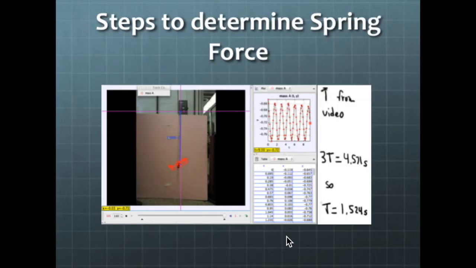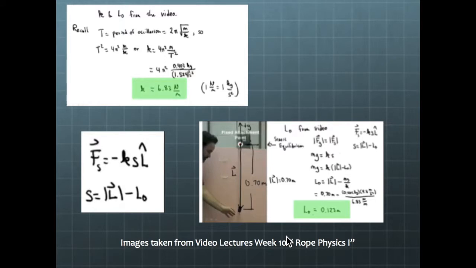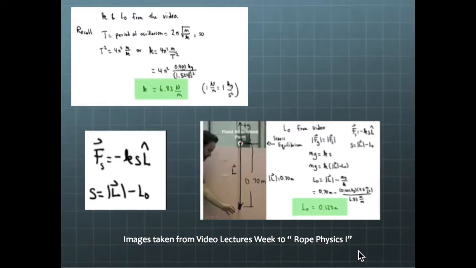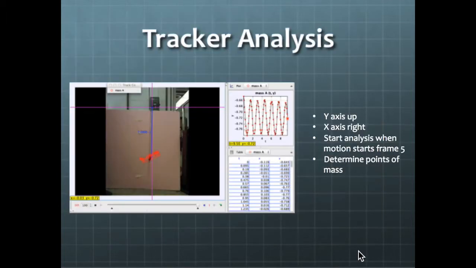The period of oscillation T, used to determine the stiffness and the relaxed length, is equal to 1.524, and k, the spring stiffness, is equal to 6.83. These are obtained from the video lecture because they are the best approximation to real values. Since at the beginning the system is in static equilibrium, the net force is equal to 0, and the magnitude of the gravitational force is equal to the magnitude of the spring force, and this is used to determine the relaxed length, which is equal to 0.133. With this, I am almost ready to compute the model, but first I need to analyze the video with Tracker.